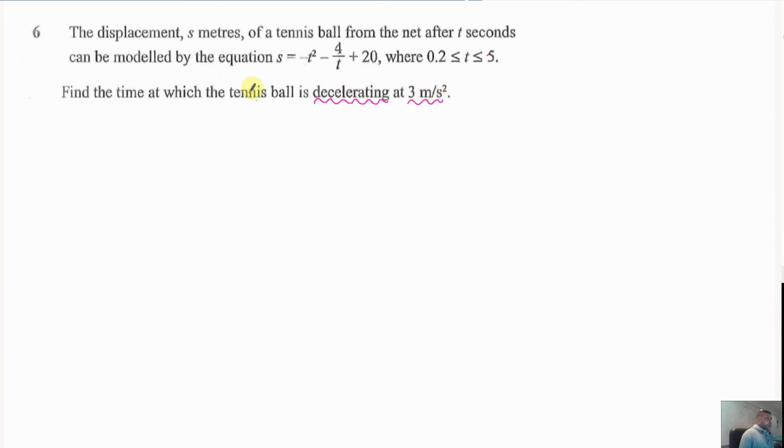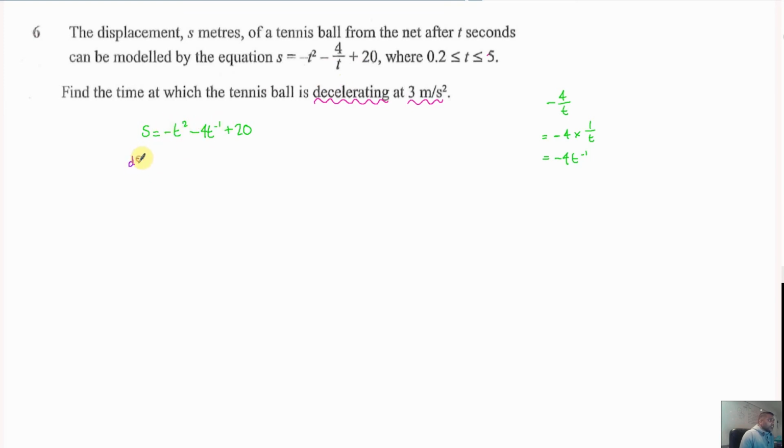Now first things first, what we need to realize here is that what we've been given is the equation for s, which is the displacement, so minus t squared, and again I want to write that in index form, so it'll be minus 4t to the power of minus 1 plus 20. Just a quick reminder, if you've got minus 4 over t, that's the same as minus 4 times 1 over t, and you can rewrite that as t to the power of minus 1. So what we need to do here is go from displacement to velocity and then to acceleration. So we need to differentiate this twice.